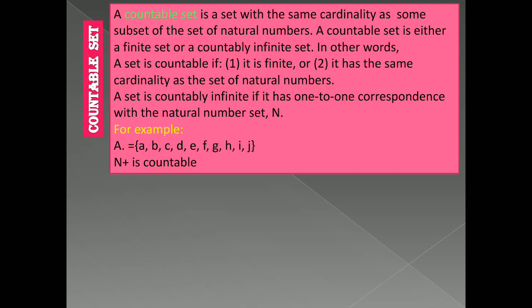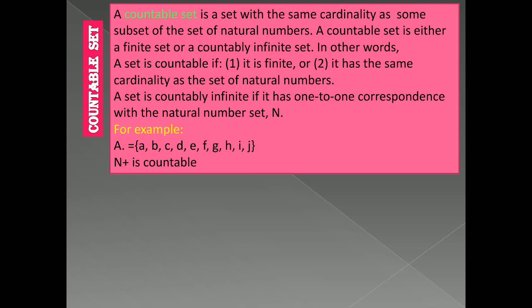Here we will talk about countable set and uncountable set. Firstly, we'll define countable set. A countable set is a set with the same cardinality as some subset of the set of natural numbers. A countable set is either a finite set or a countably infinite set.